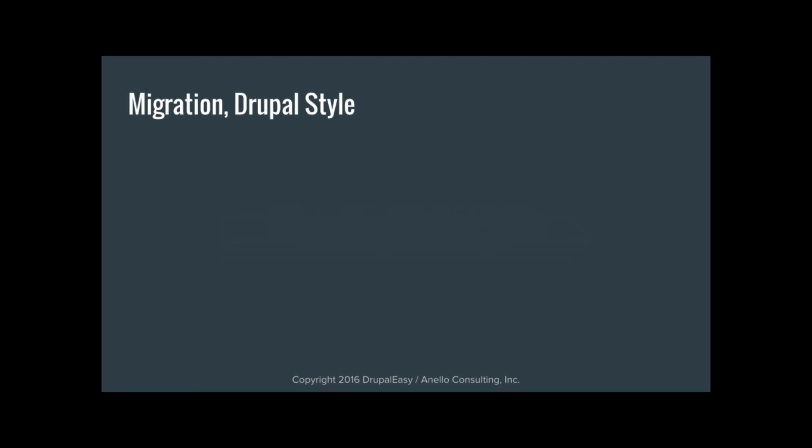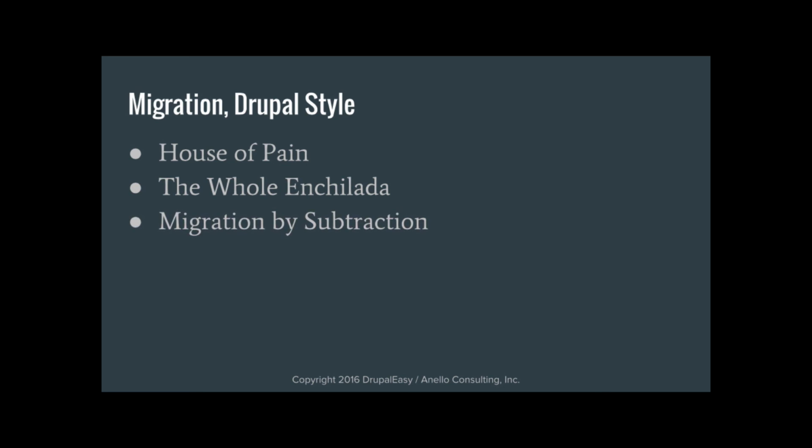But I've basically broken up how to get content into Drupal into 4 big buckets. And I have 4 names for them. Number 1 is House of Pain, which you can guess what that's going to be. Number 2 is the Whole Enchilada, and that's where we're bringing all content and all configuration over. Number 3 is Migration by Subtraction, which I think is probably a pretty good solution for some sites and not all sites. Maybe where time and budget are limited, this is a good solution.